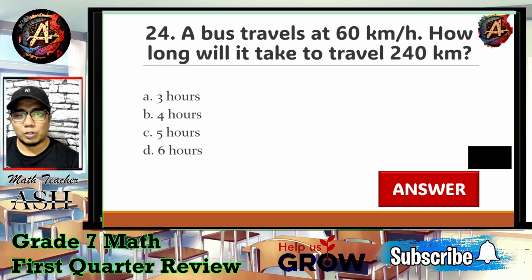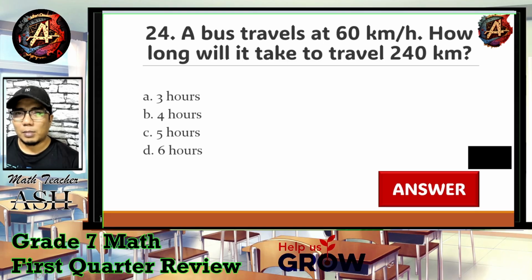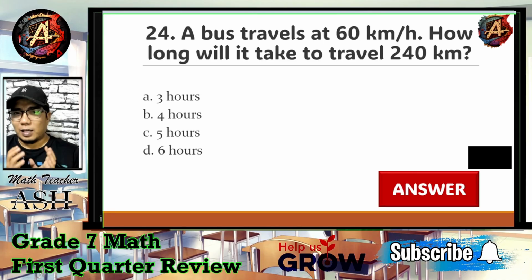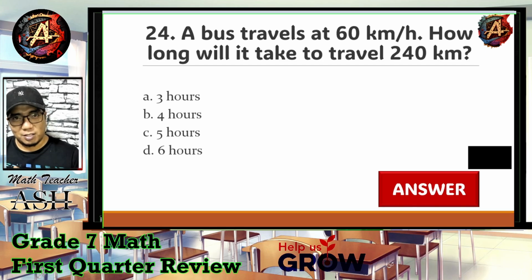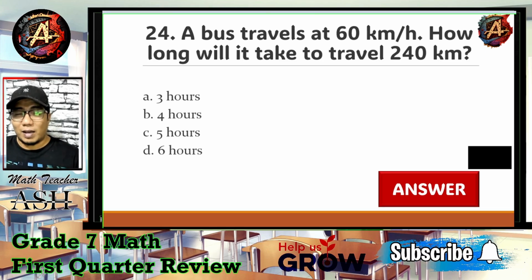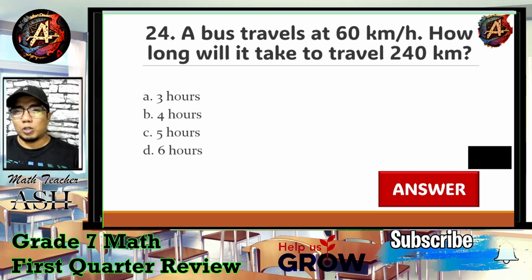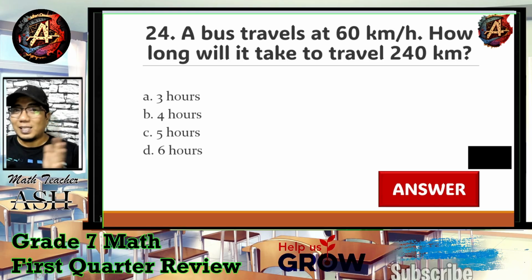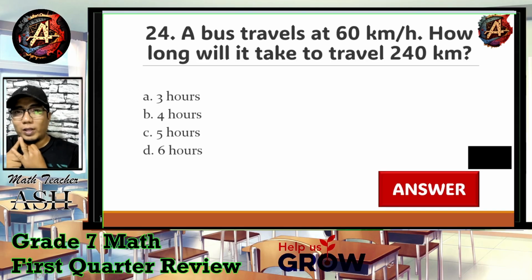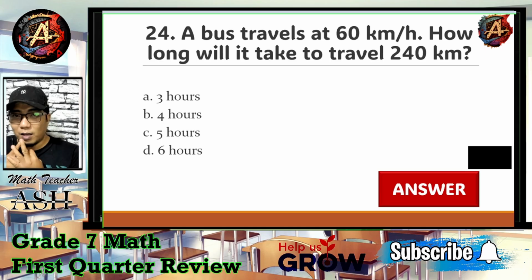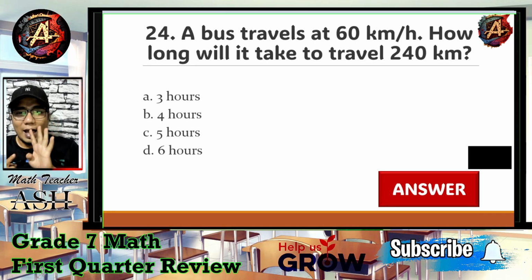Okay, my dear math learners. Knowing about 60 kilometers per hour, this means in every hour, 60 kilometers is being traveled. So, in order for you to arrive at 240 kilometers, you just count how many 60 are there in 240. So, you have 60, another 60 would be 120, another 60 would be 180, another 60 would be 240. So therefore, there are 4 hours.